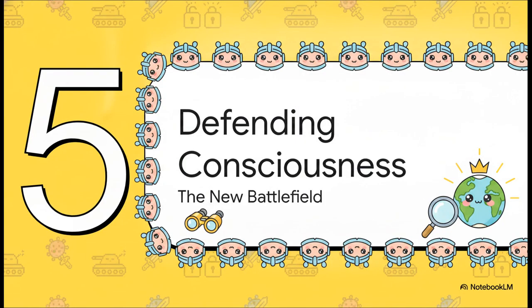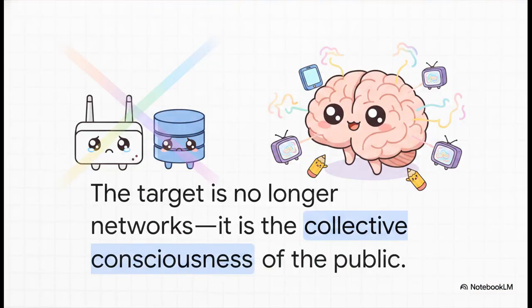Which brings us to our final part, Section 5, Defending the Collective Consciousness, the New Battlefield. If you take one thing away from this briefing, let it be this: your front lines have shifted. The ultimate target is no longer just servers, routers, or military bases. No, the real target today is the collective consciousness of the voting public. The goal isn't just to steal a file anymore. It's to divide the public, dictate the news cycle, and basically rewrite reality on the screens of everyday citizens.